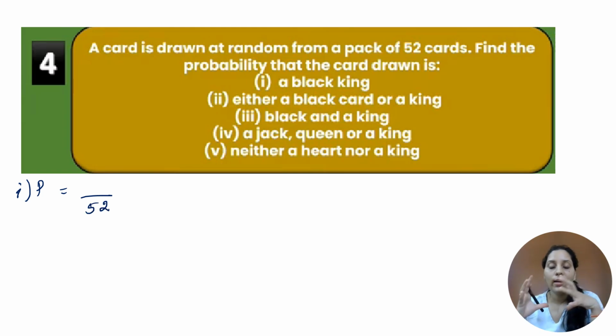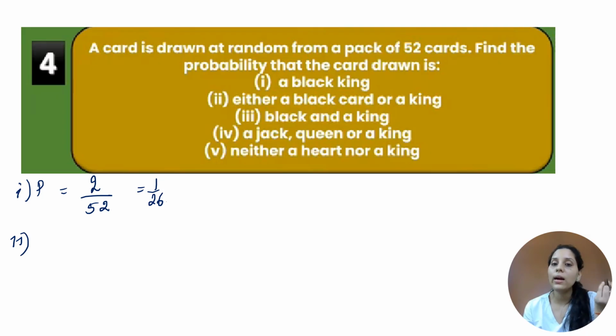Now, king, how many kings do you have? In each suit you have one king, right? So you have 4 suits, so 4 kings. But they are asking for black king. So in black you have 2 kings. So the probability is going to be 2 by 52, which is 1 by 26.